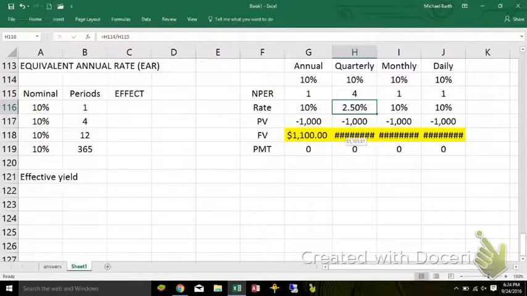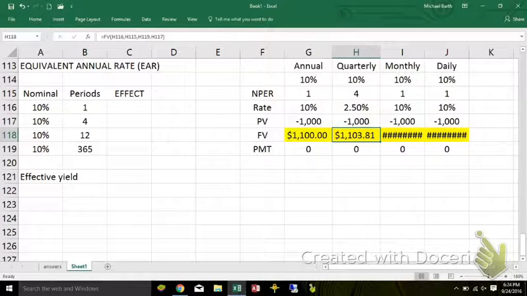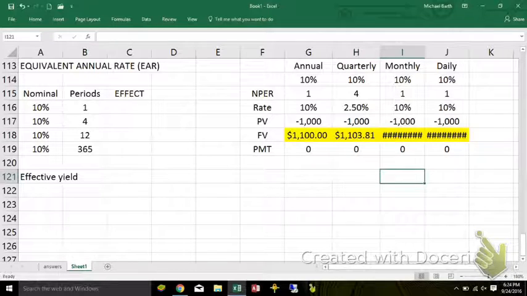And you'll actually have more than $1,100. That's because you'll start earning interest 90 days from now. You'll earn interest on the interest, and then 180 days you'll earn interest again. So the faster you start compounding, the faster you're actually going to earn the money.